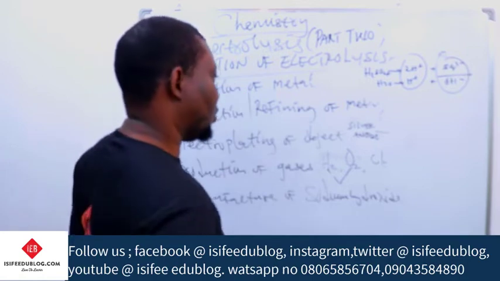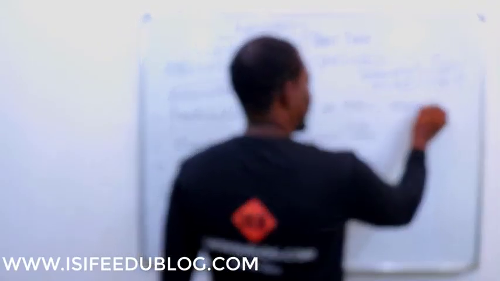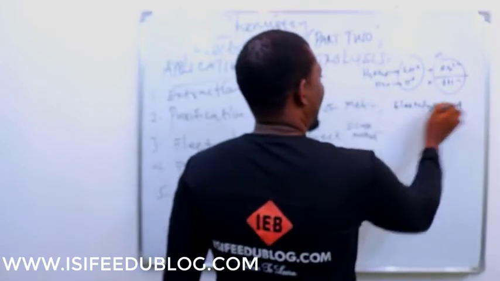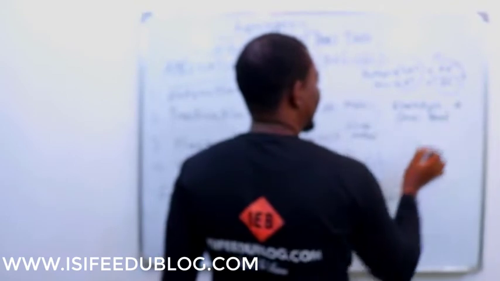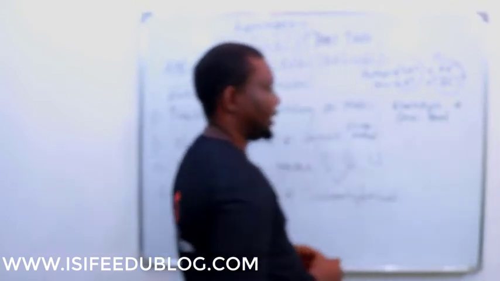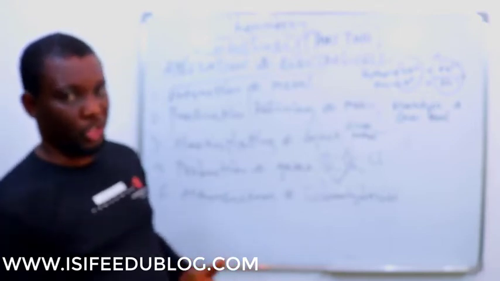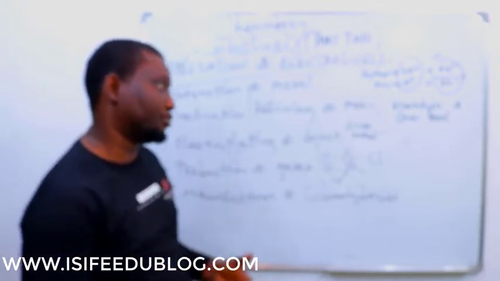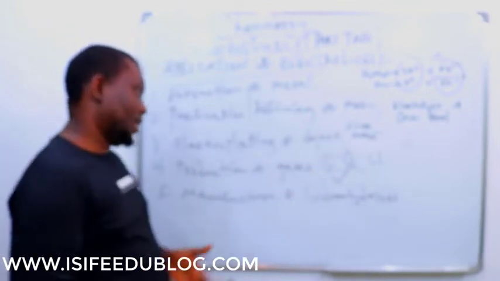I can also get chlorine gas using electrolysis. In the electrolysis of concentrated NaCl, chlorine and hydroxide will compete, but chlorine will prefer to be discharged because of concentration. So the discharge of chlorine leads to the production of chlorine gas. So you can get these three gases by electrolysis.